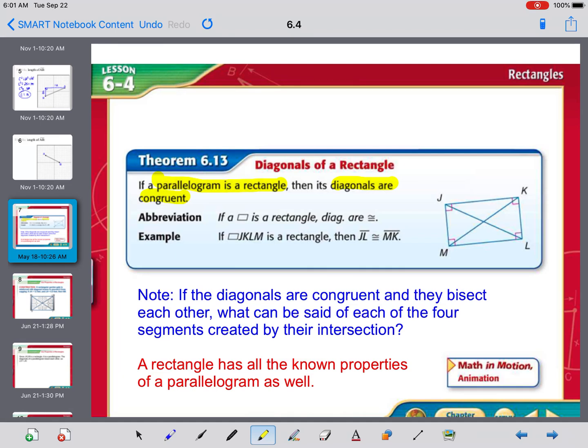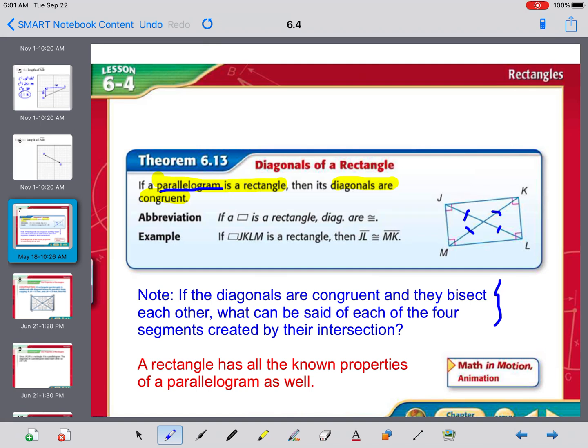Now remember, the diagonals also bisect each other, because that's what's true for all parallelograms, is the diagonals bisect each other, but they're not necessarily congruent. But in rectangles, they both bisect each other, as do all parallelograms, and they also are congruent to each other. So I've got this little note here that says, if the diagonals are congruent and they bisect each other, what can be said about the 4 segments that are created? And what can be said is, all the segments are congruent to each other.